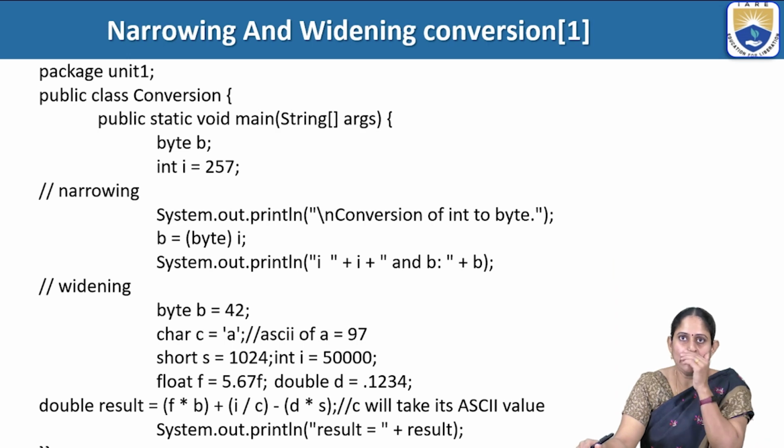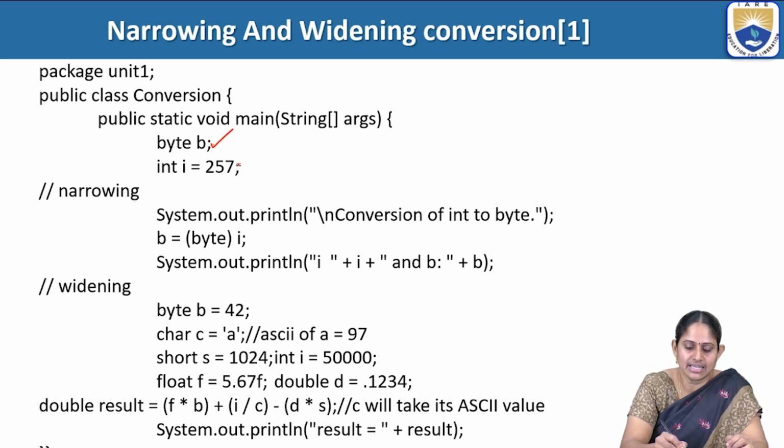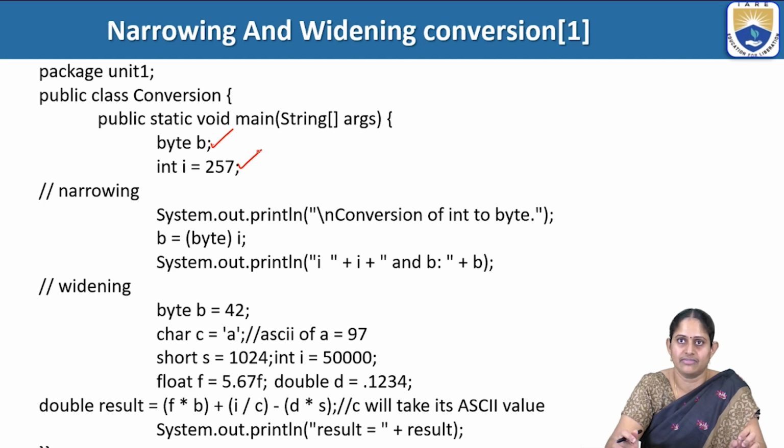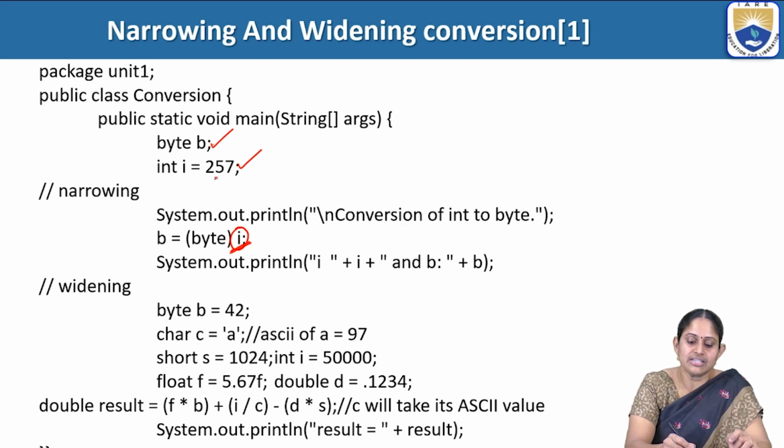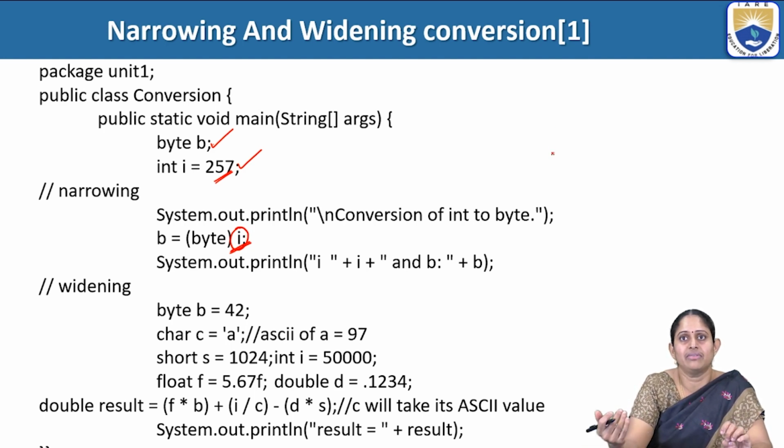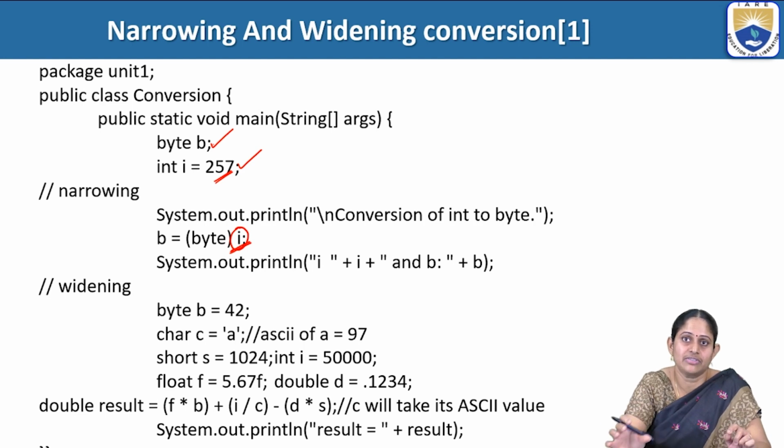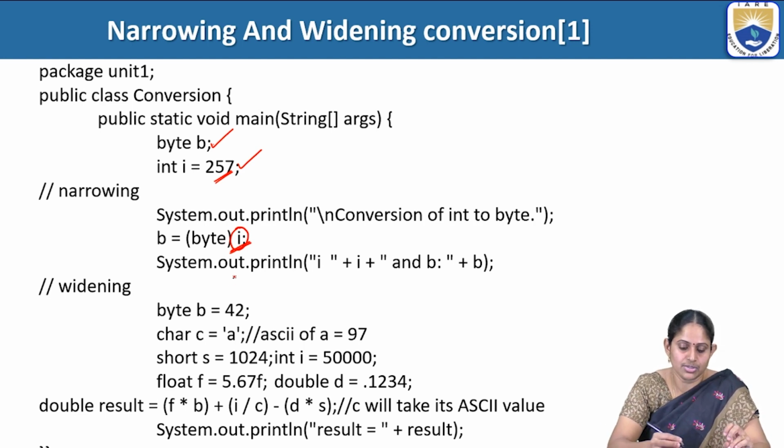Now let's look into an example. Here we have a byte variable b and an integer variable i, which is storing 257. Now you're converting this integer i into byte. 257 is the value stored in the integer. Now that has to be converted into byte. So there will occur a loss of data. Basically 257 will be divided by the size of the byte, and then the remainder will be stored into b.